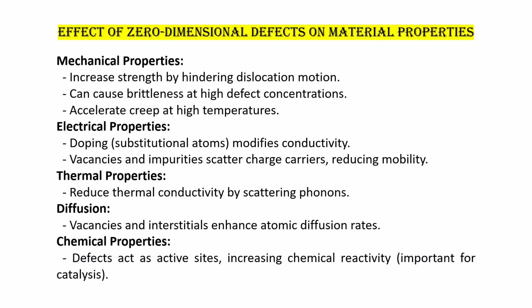Now, the effect of zero-dimensional defects on material properties. In the case of mechanical properties, they increase strength by hindering dislocation motion, but can cause brittleness at high defect concentration and accelerate creep at high temperatures. In the case of electrical properties, doping, which uses substitutional atoms, modifies conductivity. Vacancies and impurities scatter charge carriers, reducing mobility. Thermal properties: they reduce thermal conductivity by scattering phonons.